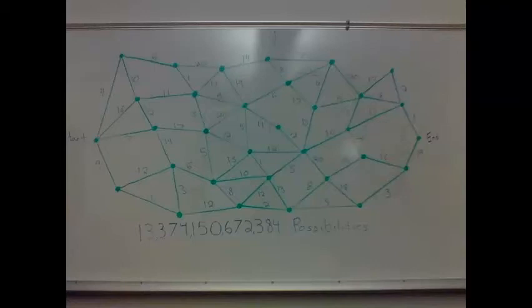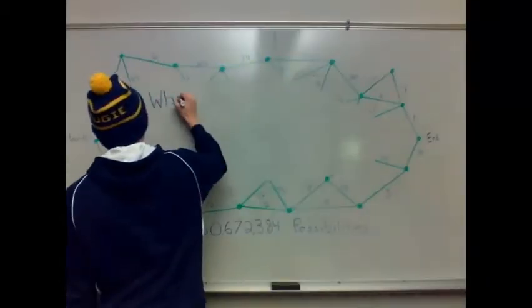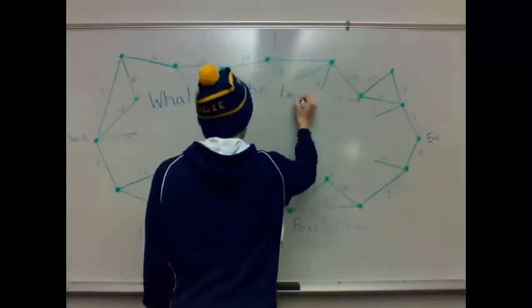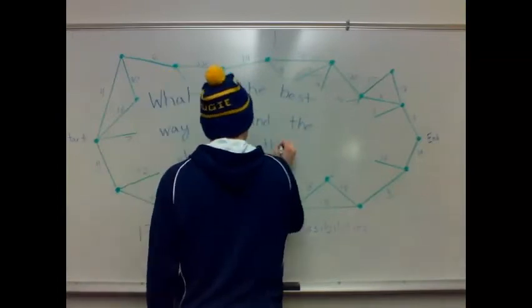There are over 13 trillion possible paths to get from the start to finish on this graph, given that a traveler may travel in any direction except where he or she just came from. And yet, we can find the shortest path in a matter of minutes. This phenomenon led us to ask ourselves, what is the best way to find the shortest path?